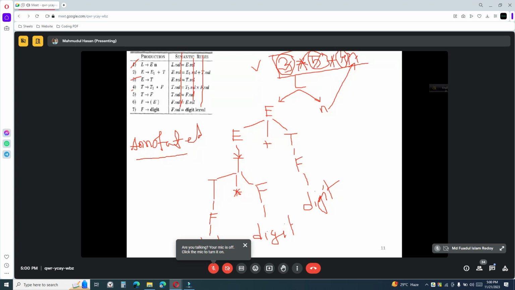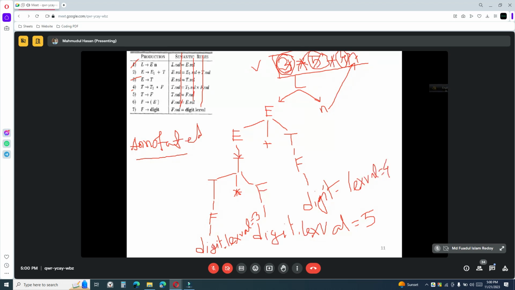So at the time of drawing the annotated parse tree, your first task is to put the lex value, that is digit dot lex value. At first that is 3. This one is the first one. The second one is 5, so digit dot lex value is equal to 5. Digit dot lex value equal to 4. Okay, everyone.